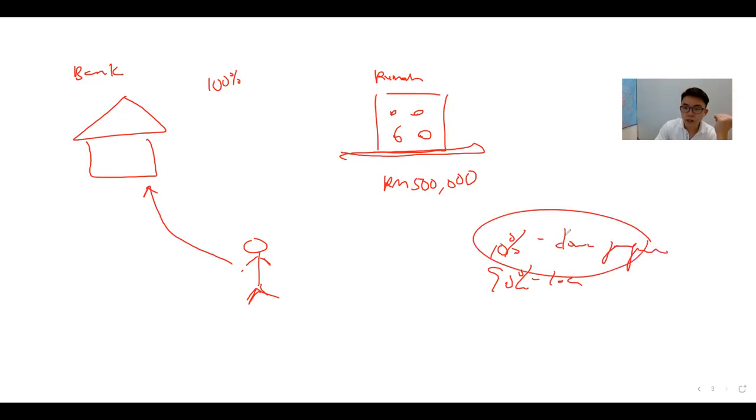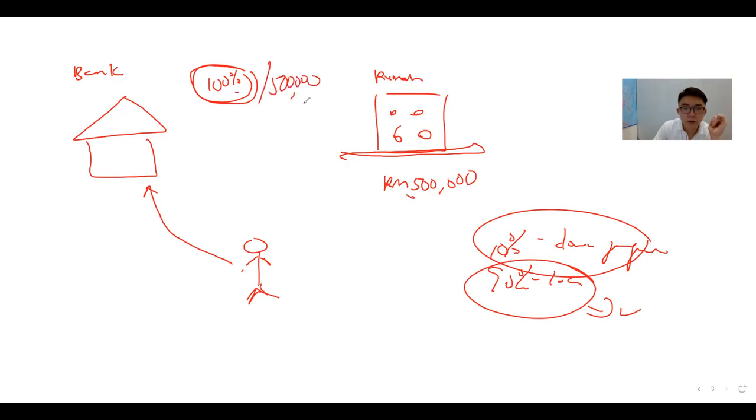Okay, meaning this 10% you need to pay with your own money and then 90% from the bank. But now let's put it simple, 100%. So when your loan is approved, then the bank will pinjam all this 100%. 100% of 500,000 meaning 500,000. So that we give you the 500,000 ringgit, and from this 500,000 ringgit, you can buy this house.